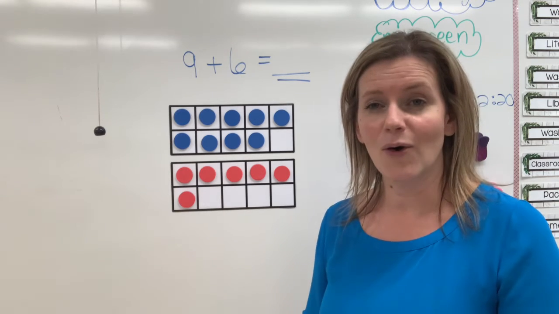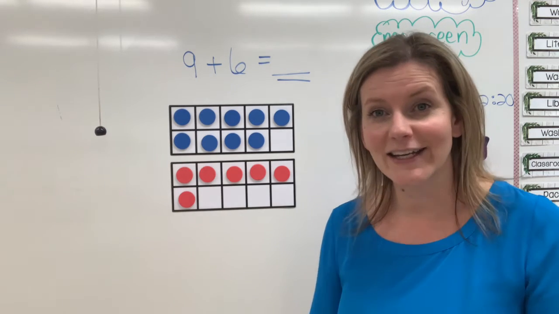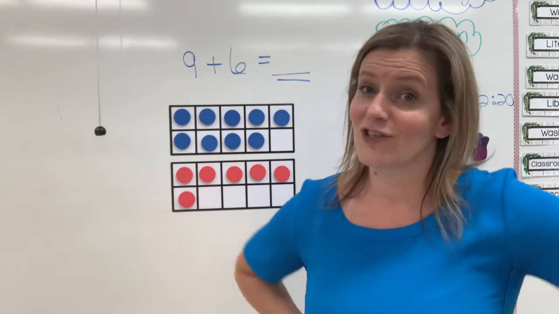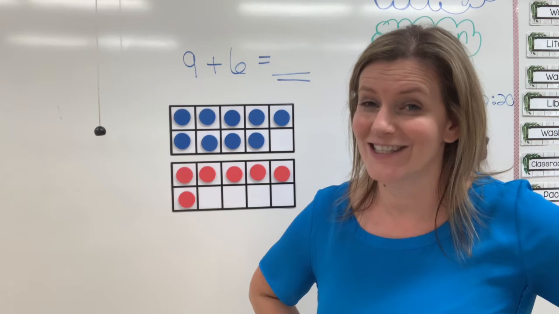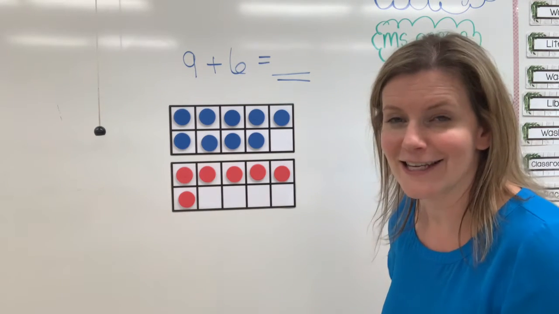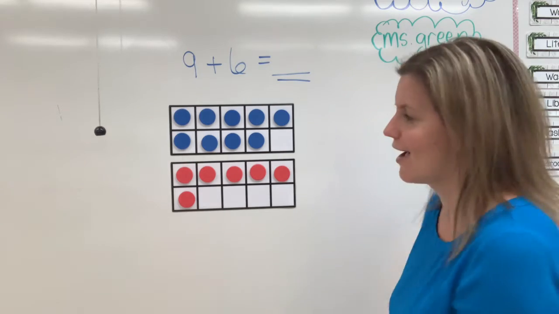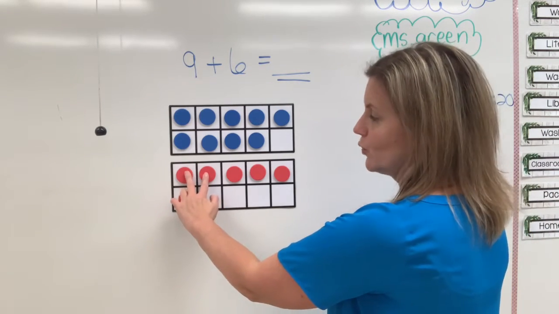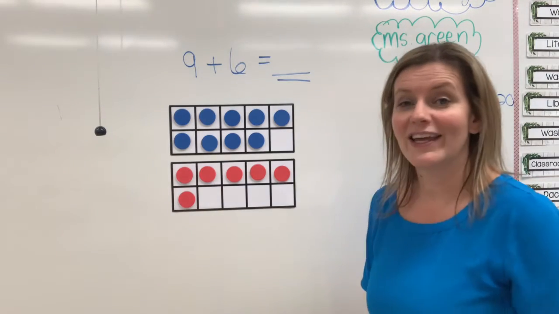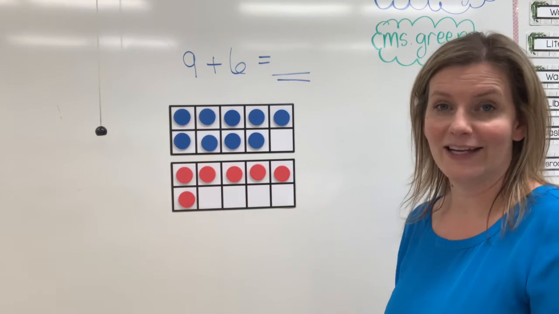So now we're gonna look at our red counters. How many red counters do we have? Should we start to try to count by twos to see? Are you up for it? Let's see, how many red counters do we have? 2, 4, 6. We have 6 red counters.